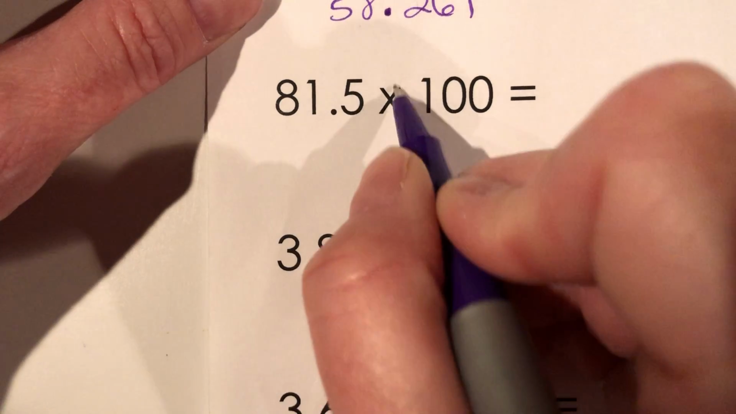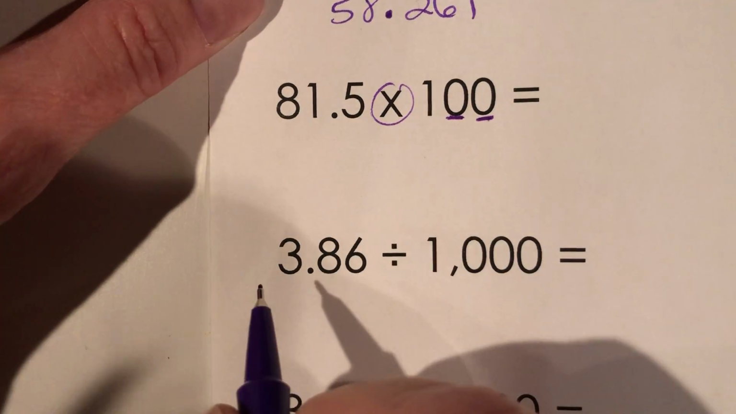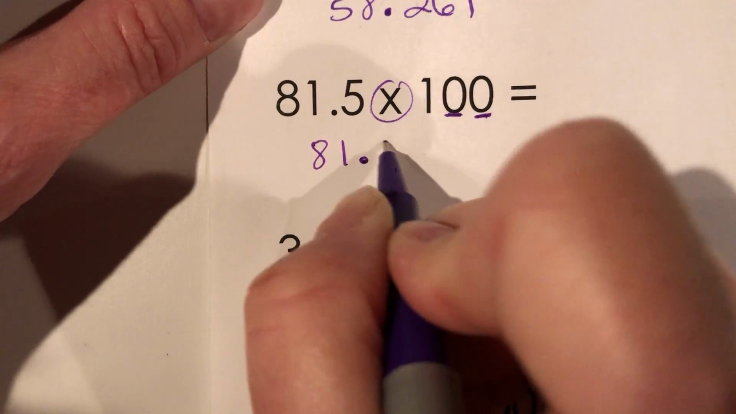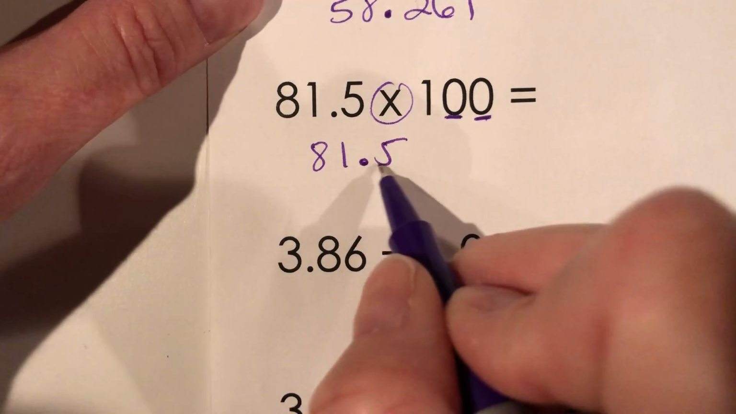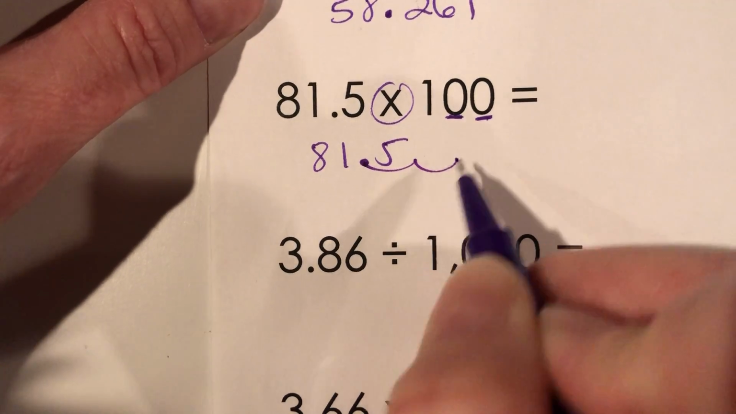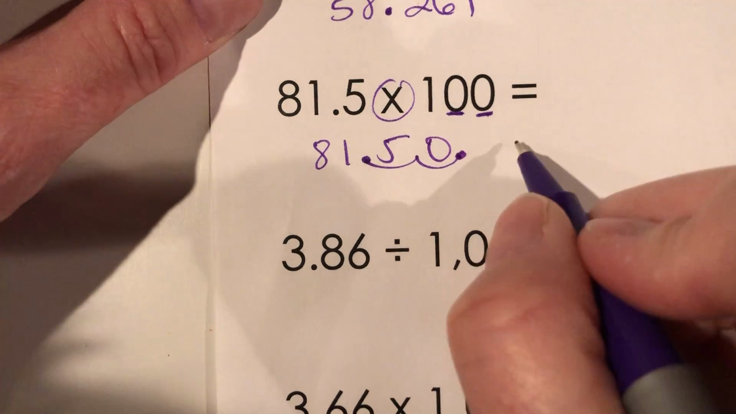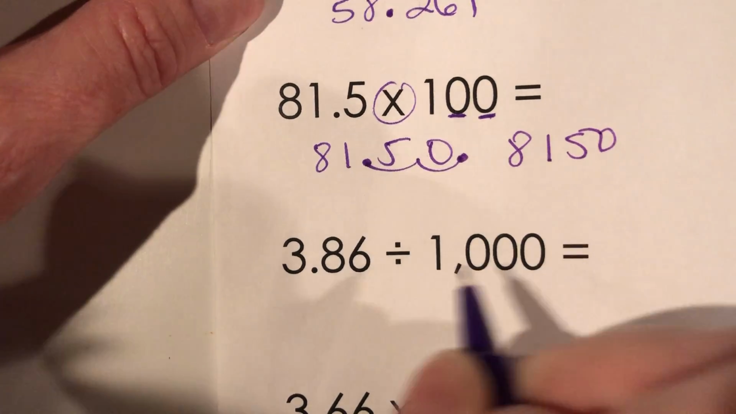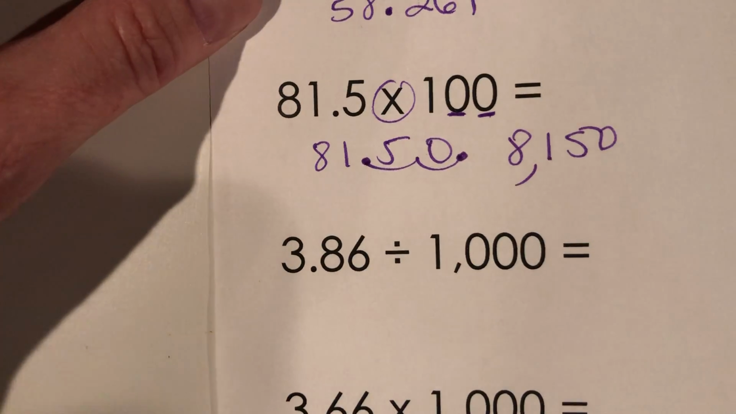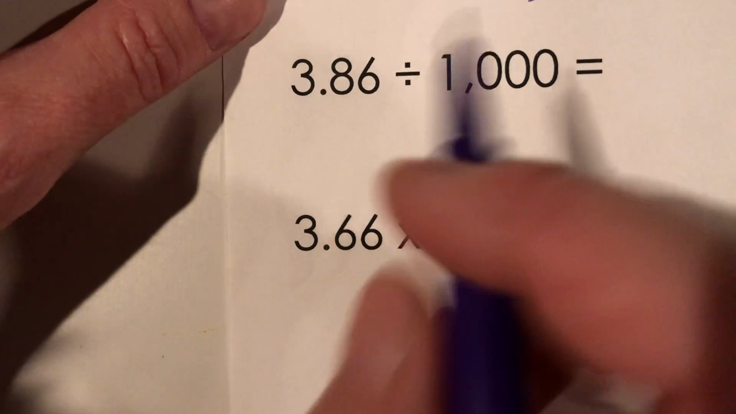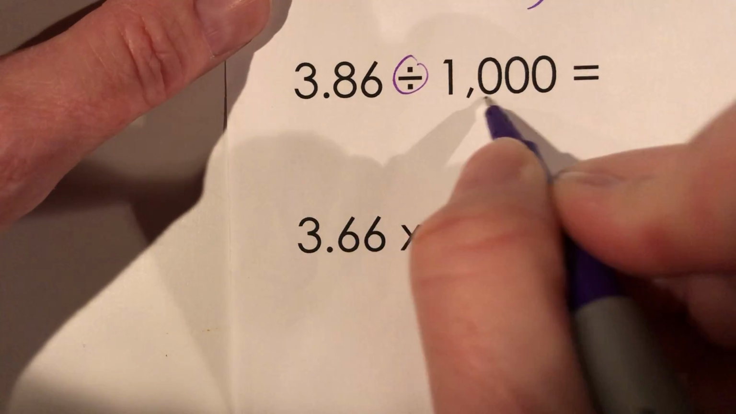For your next one, we are multiplying by 100. That's the same thing as multiplying by 10 twice. So you had 81.5, right? 2 shifts would mean 1, 2. I have an empty hop here. I need to put a 0 there. The decimal's now at the end. I don't have to put it when it's on the end like that. I can just say 8,150.